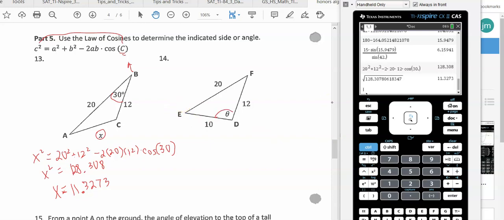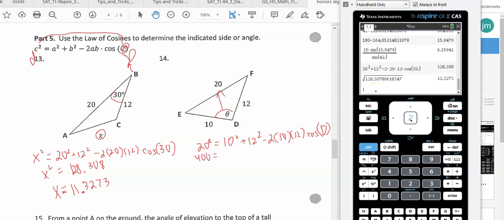This one, we have to find the angle here. So the side opposite that one is 20. So we plug in, D is our, that's going to be our lowercase d over here. So it's going to be 20 squared equals 10 squared plus 12 squared minus 2 times 10 times 12 times cosine of capital D. Okay, so now we've got to solve this.